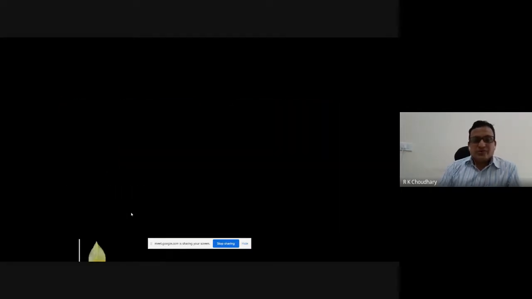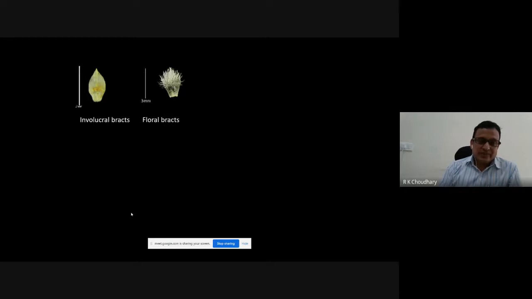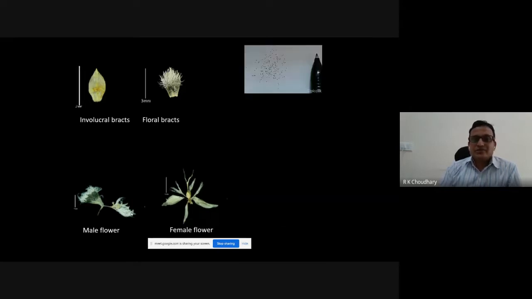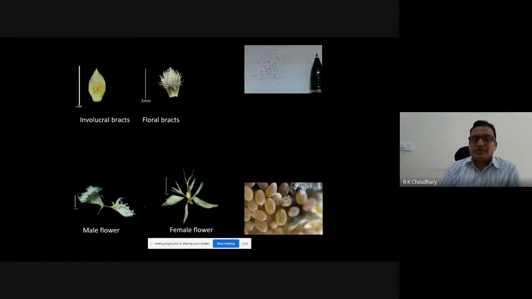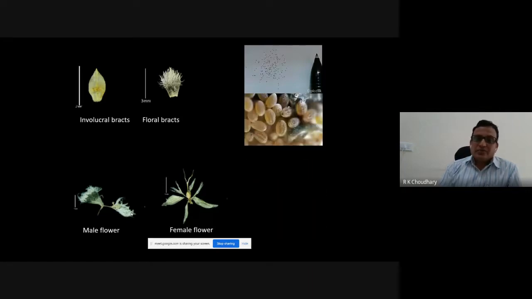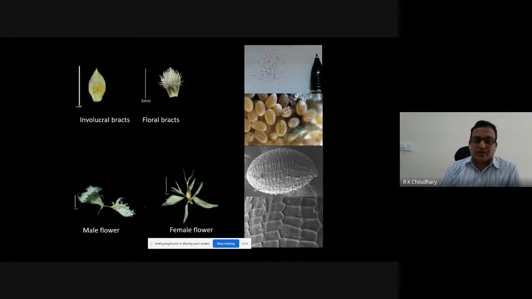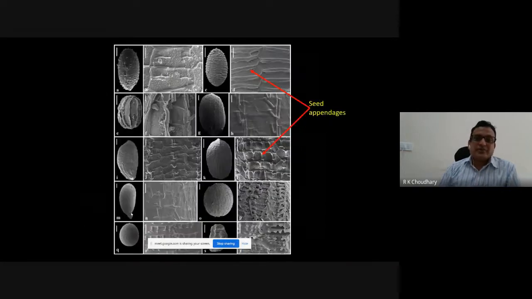Once you want to identify them, you have to dissect the flowers, the heads, and check the characters of involucral bracts. You have to check the characters of floral bracts, then male flowers, then female flowers. And this is not enough. You have to check the seeds as well, which are very minute. Light microscopy will also not help you, because you need to see them under a scanning electron microscope, and not as a whole, but the presence or absence or the structure of the appendages present on the seeds. Otherwise you cannot confirm the identity of most of the Eriocaulon species.